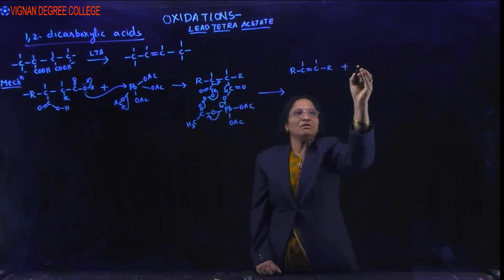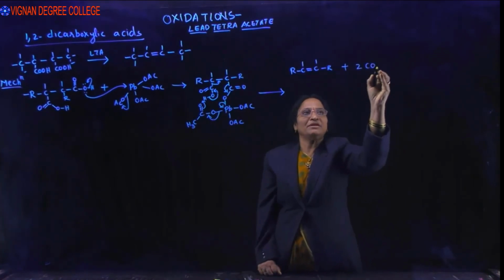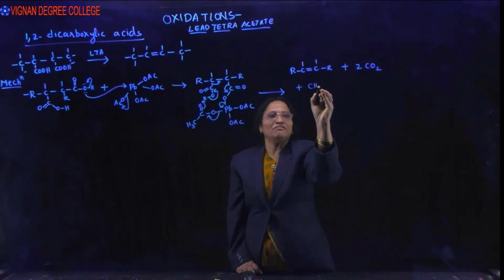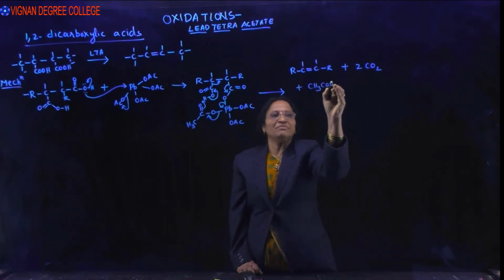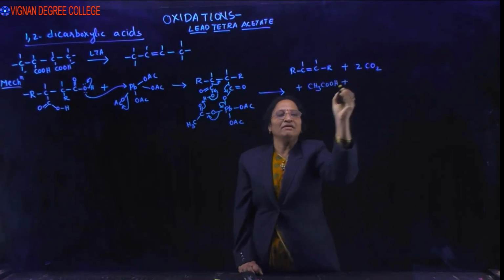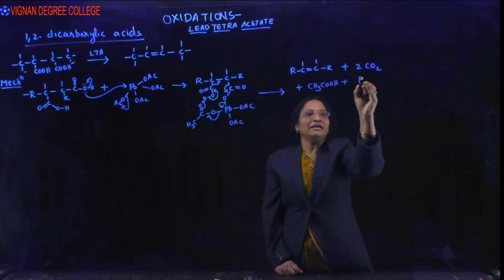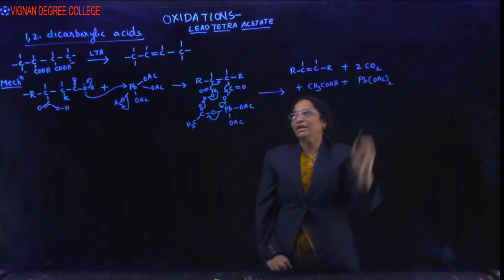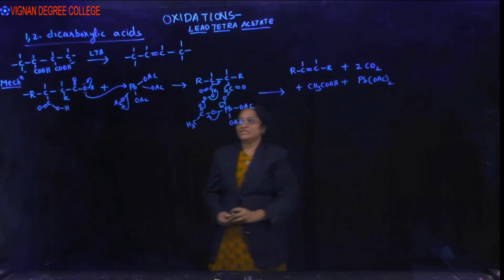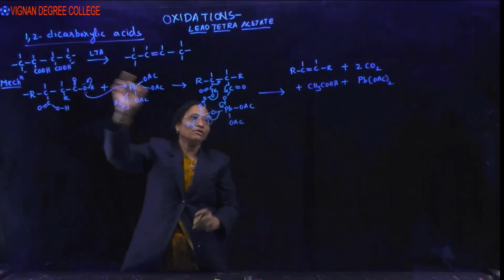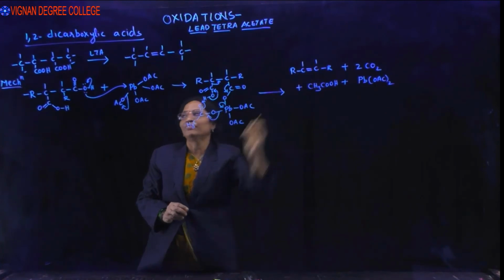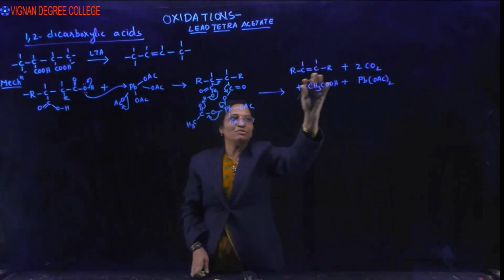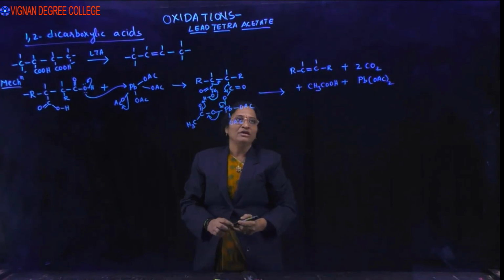Plus loss of 2 molecules of carbon dioxide plus 1 molecule of acetic acid from the lead tetraacetate and lead diacetate. So in this way, a 1,2-dicarboxylic acid can be converted into an alkene. So the only requirement is the 2 carboxylic groups should be present adjacent to each other.